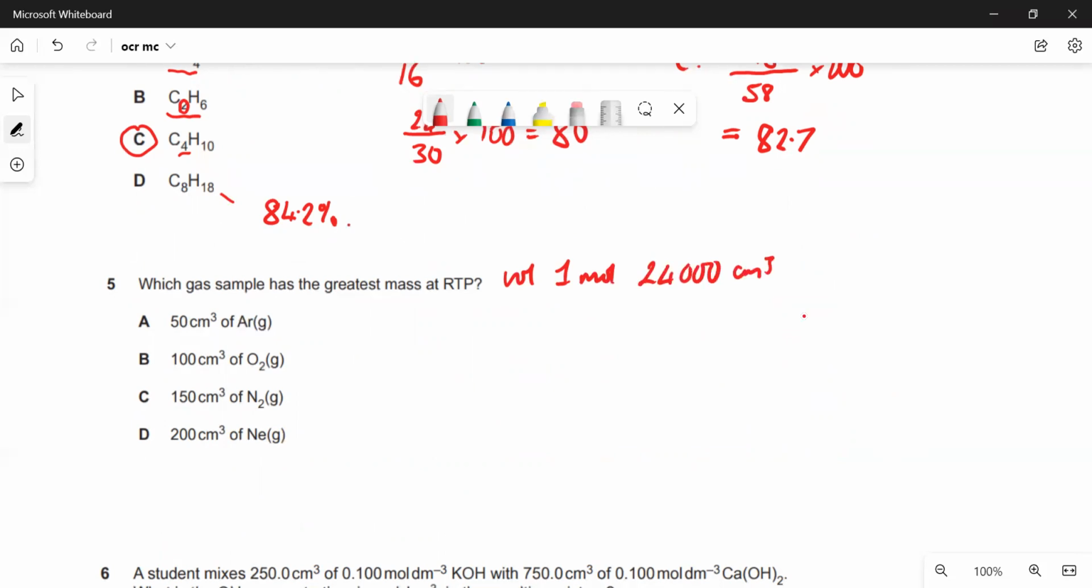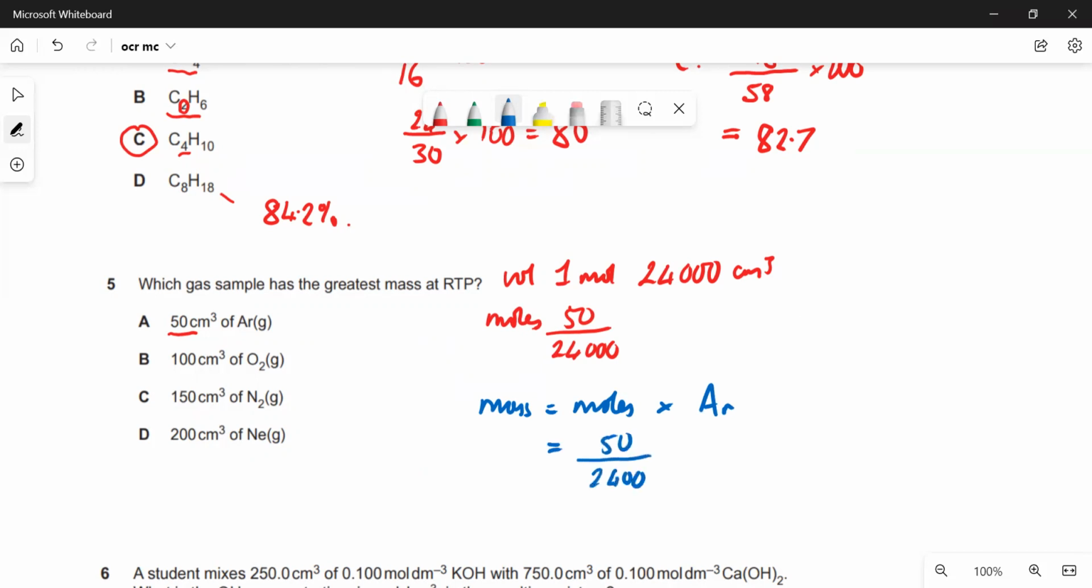Okay, so how many moles have we got in 50 centimeters cubed of argon or of any gas? So moles is going to be equal to 50 over 24,000. The mass of argon is going to be the moles multiplied by the Ar of argon, because it's an atom, it's not a molecule. So that's going to be 50 over 24,000 multiplied by the Ar of argon, which is 40.